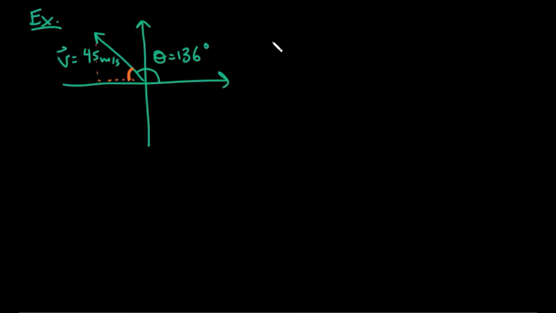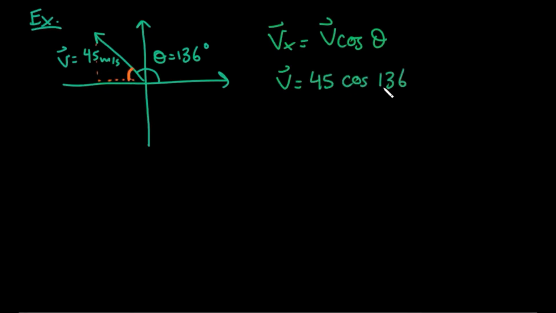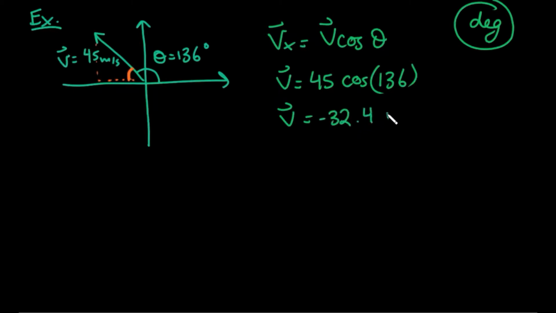So let's calculate. Vx is equal to v cosine theta. Don't forget your arrows there, Megan. So 45 times the cosine of 136. When you put this into your calculator, and remember, you need to put it in degrees, otherwise you're going to get completely different answers, you will get negative 32.4 meters per second. Now, this is correct. The negative is actually your direction in this case.